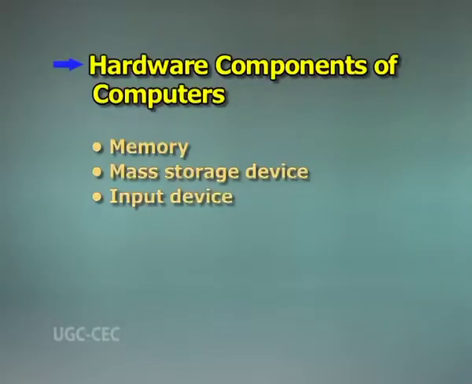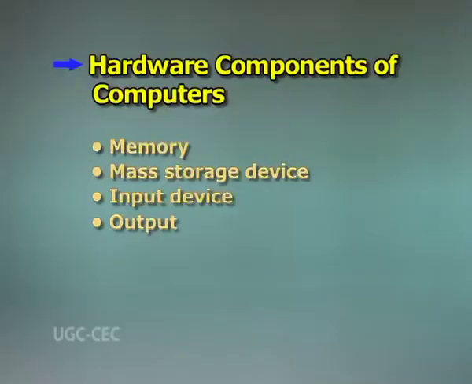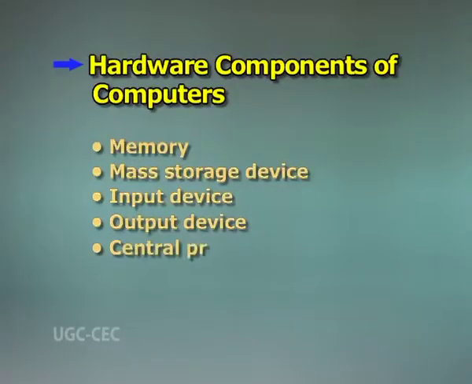Input device, usually a keyboard and mouse. The input device is the conduit through which data and instructions enter a computer. Output device: a display screen, printer, or other device that lets you see what the computer has accomplished. Central Processing Unit, that is CPU, the heart of the computer. This is the component that actually executes instructions.